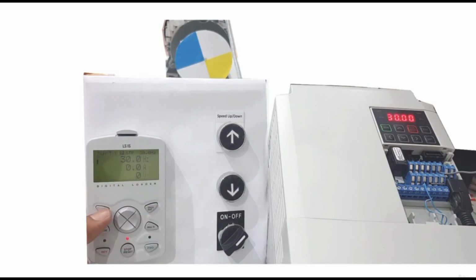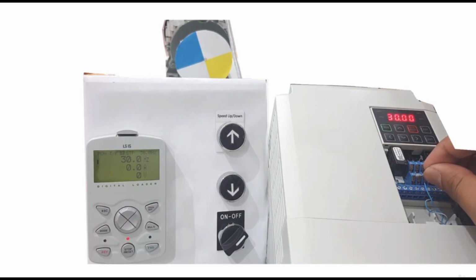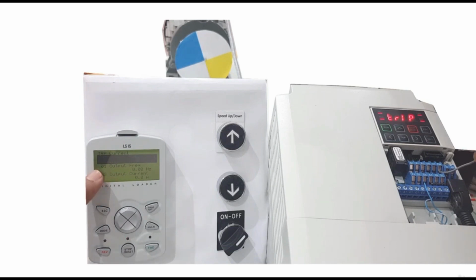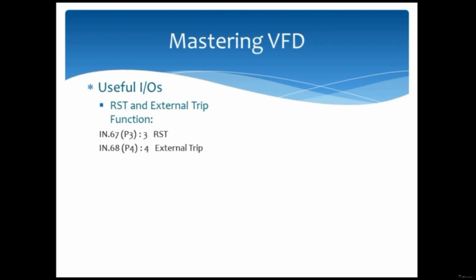Now I will connect CM and P4, and you can see on the display it is showing external trip. Now to reset, I will connect P3 to CM, and you see the VFD is reset. So whether in your case it is external trip or over voltage or over current or any other trip, it can be reset using RST function. In case trip is not resettable, then that means some permanent damage is done and electronic board needs to be replaced.